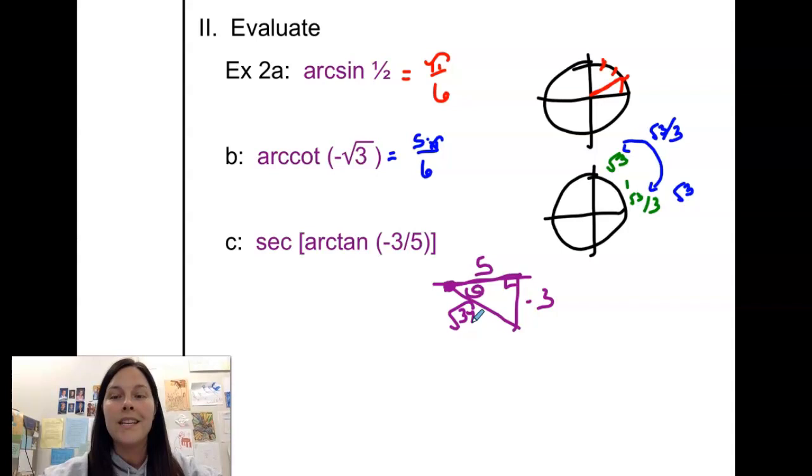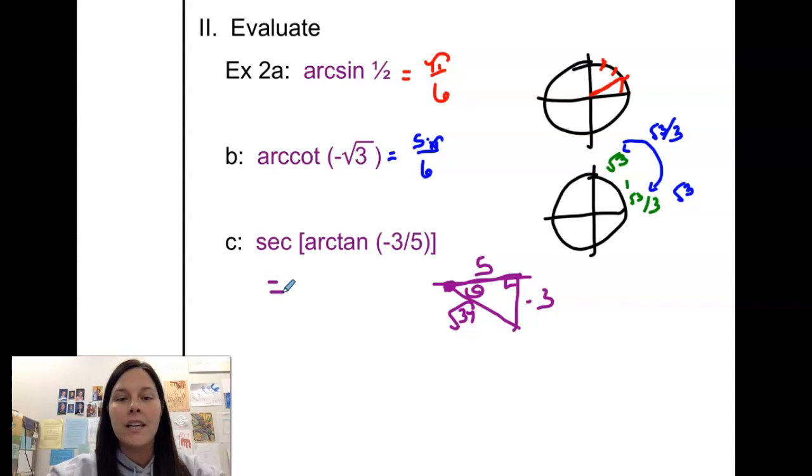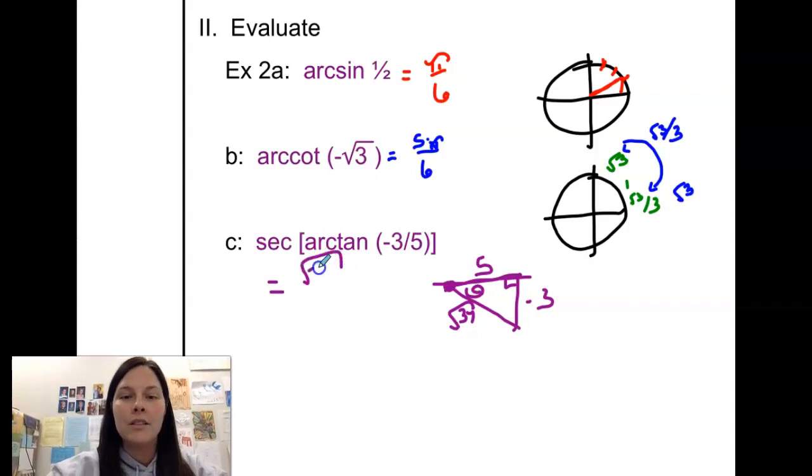All right, so secant of that angle. Secant is the reciprocal of cosine. Cosine is adjacent over hypotenuse. So secant is hypotenuse, square root of 34, over adjacent, which was 5.